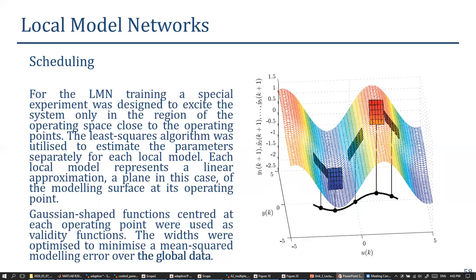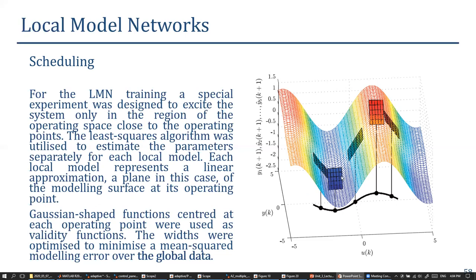So now, once we have these local models, again, this is quite a bit of work. Collect data for each of the local models, filter it, and so on, get the parameters validated. And these are, for example, five local models here.